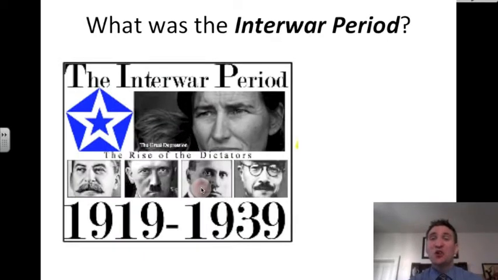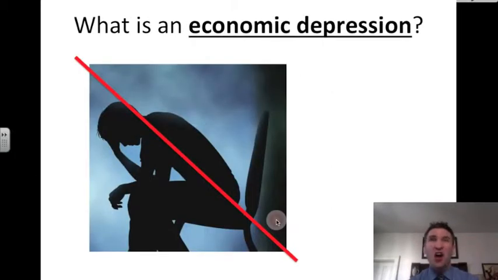What was the interwar period? Well, this is the logo of the League of Nations, the peace organization that failed after World War I. The Great Depression comes to be, and the rise of the dictators happens. These men from 1919 to 1939 gain power within their countries because democracies don't seem to be working. That's the interwar period.